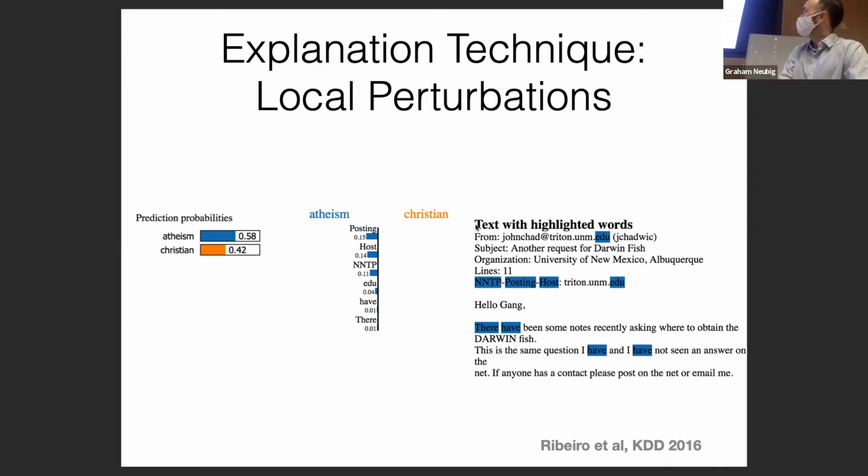So this is an example of a method called LIME that basically perturbs the inputs into other words. There's also a method called erasure that basically zeroes out the vectors for the input. And both of these can be used to identify essentially words that could be having an effect on the output.